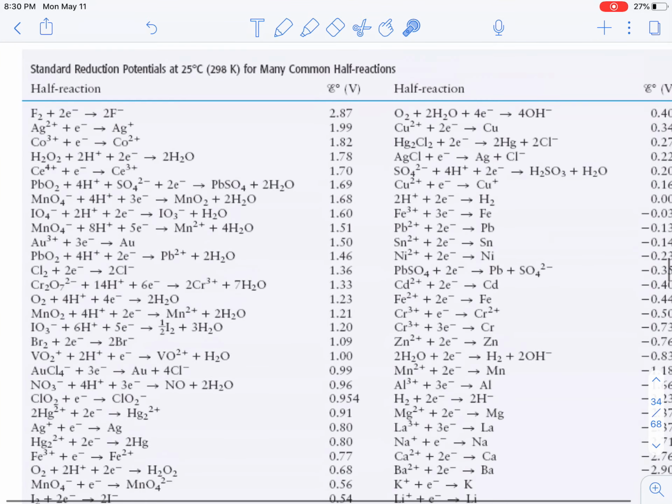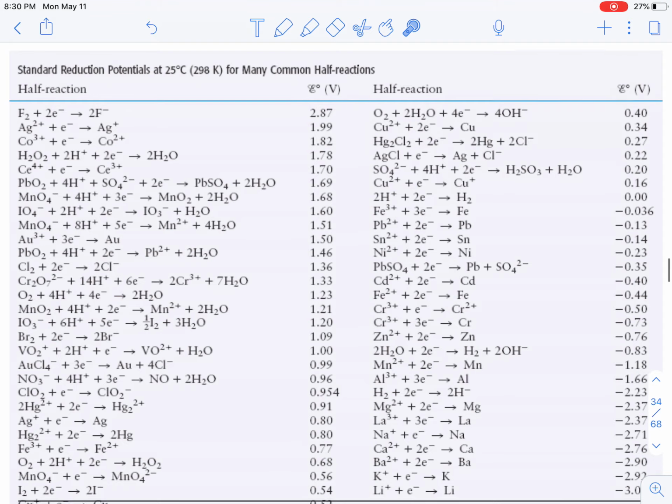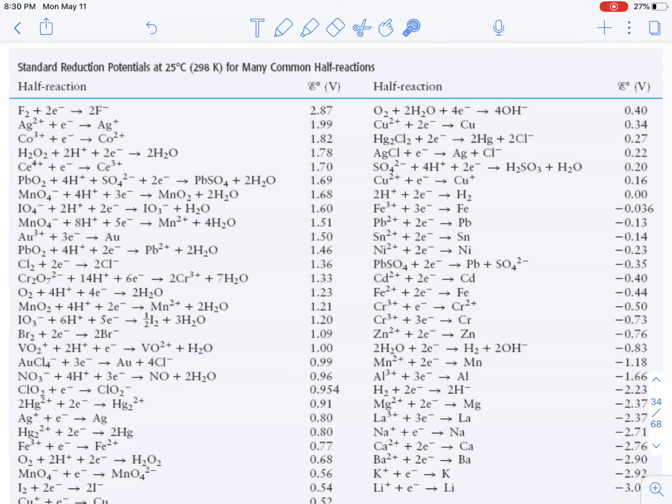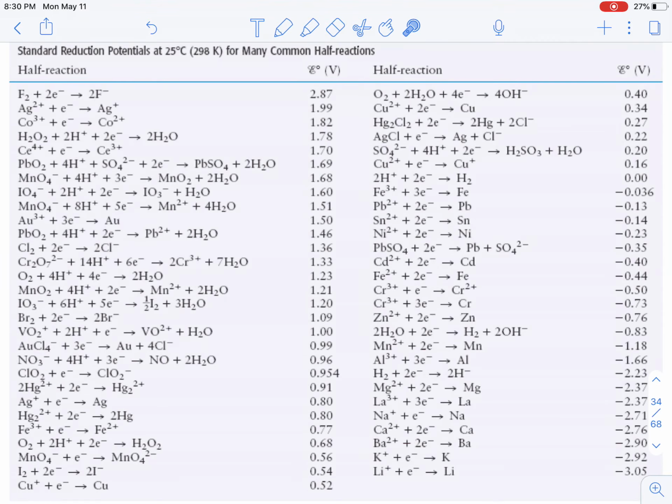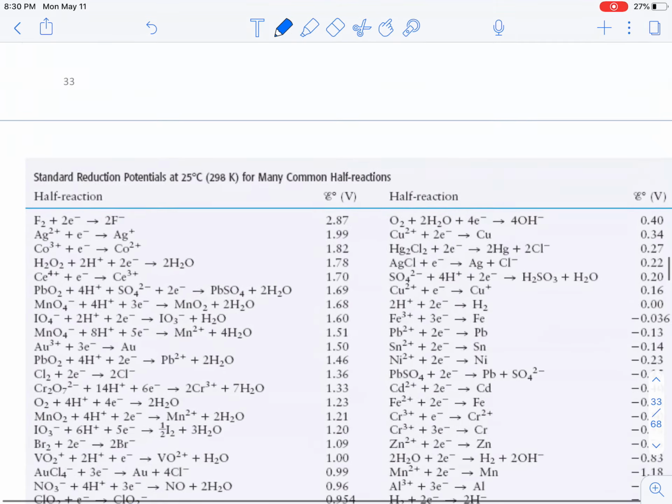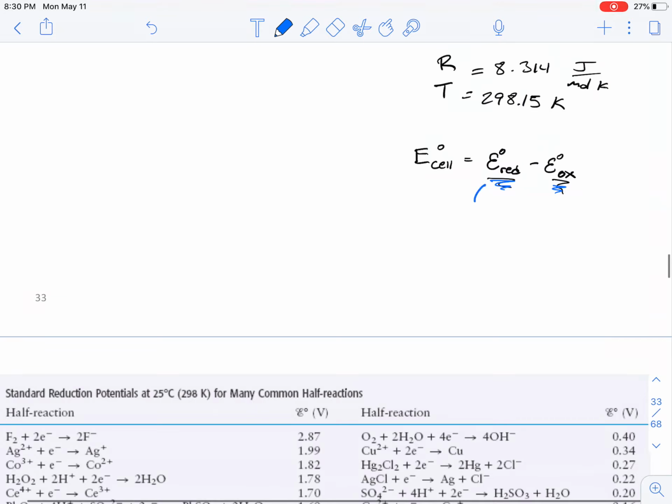And so this is my reference sheet, my standard reduction potential, and I'm looking for silver. And so it looks like silver is right here. So the reduction potential is going to be 0.80 volts. Now I need to figure out the potential for oxidation.